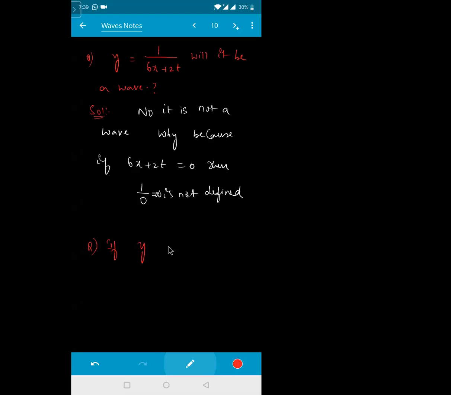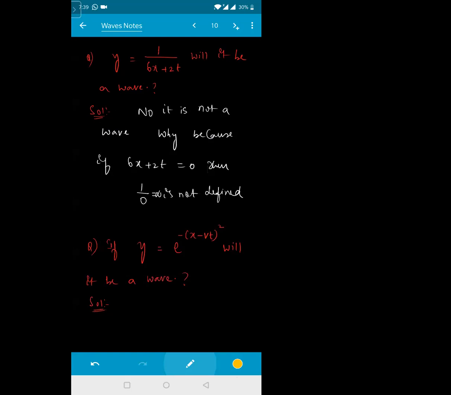Now give me an answer for this one. Think and tell me. If y is equal to exponential to the power of minus (x minus vt) whole square. These are all H.C. Verma questions, beta. Very standard questions which are regularly asked in all the competitive examinations. If y is equal to exponential to the power of minus (x minus vt) whole square, will it be a wave? Come on, give me the answer.